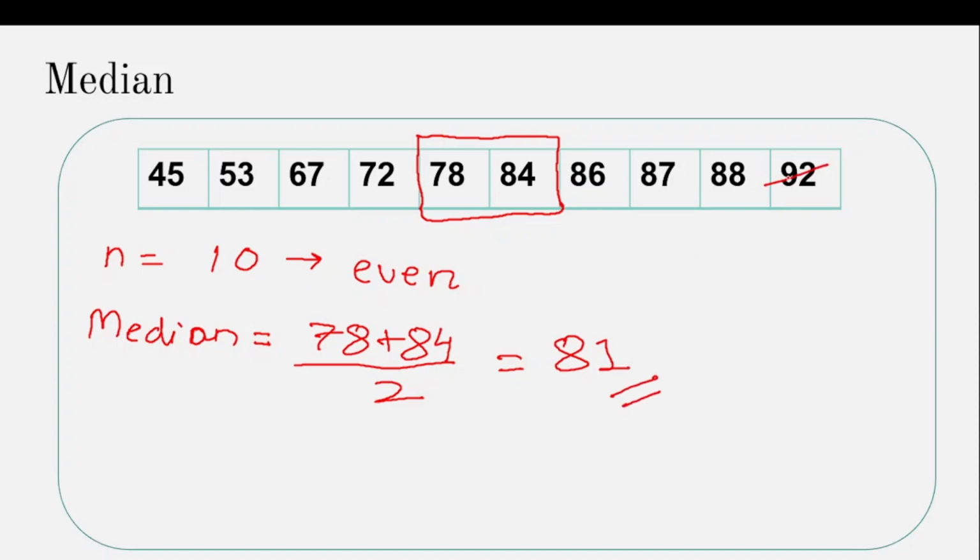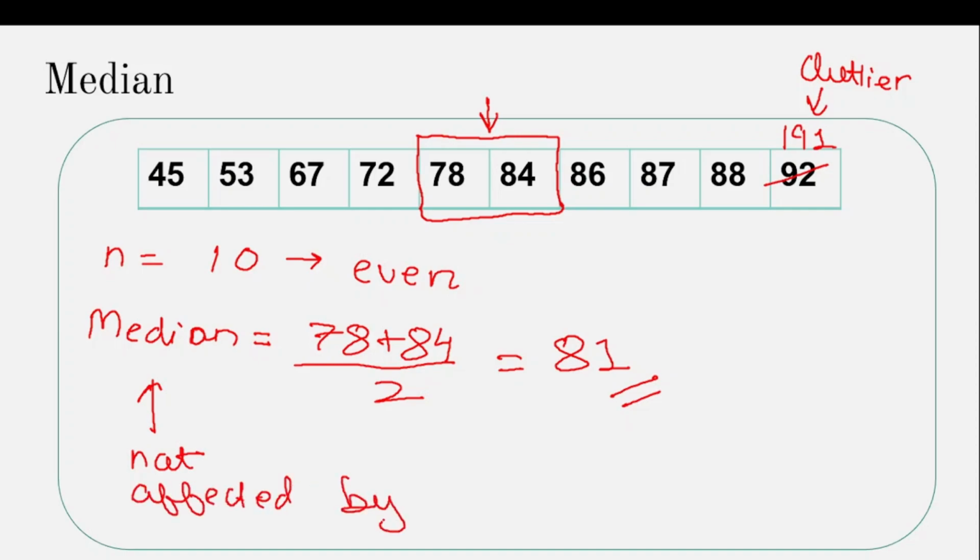Now let us consider again that 92 was entered as 192. That is, an outlier is present in my data distribution. Now, if we observe, median takes into account only the middle elements of the data distribution, and outliers are mostly present at the extremes. So we can conclude that median is not affected by outliers. So that was about median.